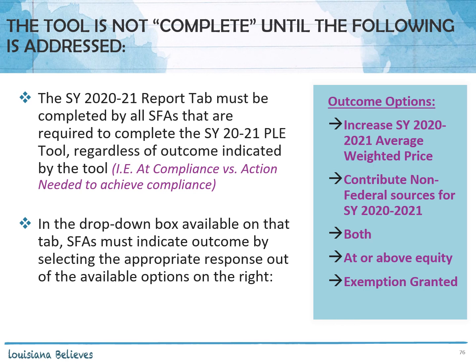Your outcome options are: increase school year 2020-2021 average weighted price, contribute non-federal sources for school year 2020-2021, both, at or above equity, or exemption granted.